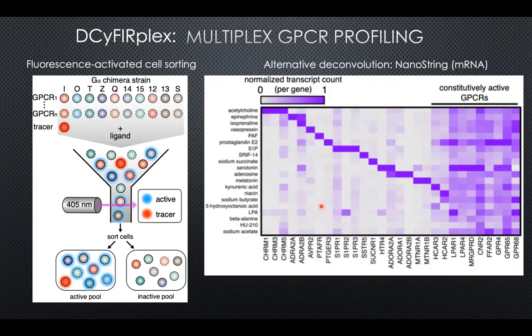We also took an orthogonal approach just for proof of concept where we deconvoluted using nanostring, which instead of looking at the genomic DNA, looks at the mRNA population. On the y-axis here, we have the different agonists. On the x-axis, we have the different receptors. And this dark purple line you see here is just telling you, basically, you get what you expect, that those endogenous agonists that are supposed to activate their given receptors are. So this was great confirmation that independent of the readout, you were getting the same result.